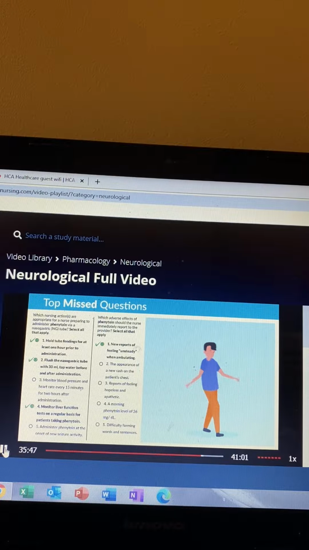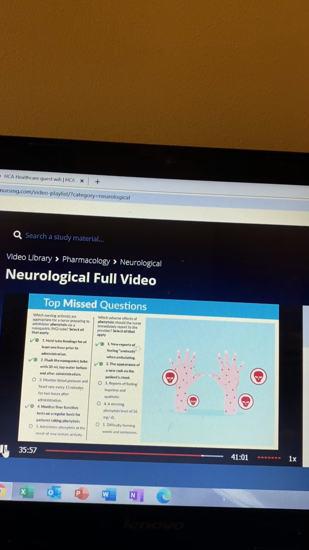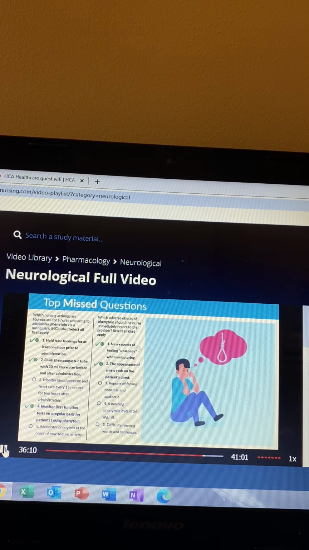Yes, the key words there are new and unsteady gait, which indicates ataxia, or difficulty walking. Option 2 is also correct: the appearance of a new rash on the patient's chest. Yes, any type of new rash, the key word is new, we need to report this because it could be the deadly Stevens-Johnson syndrome.